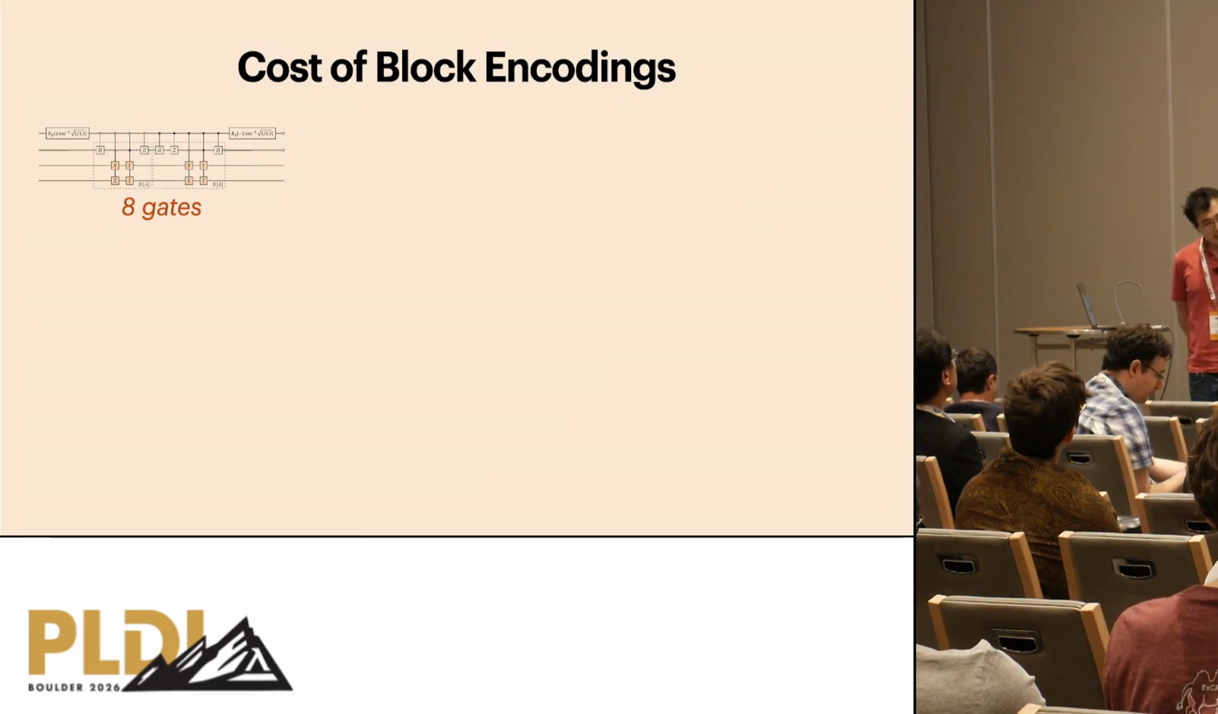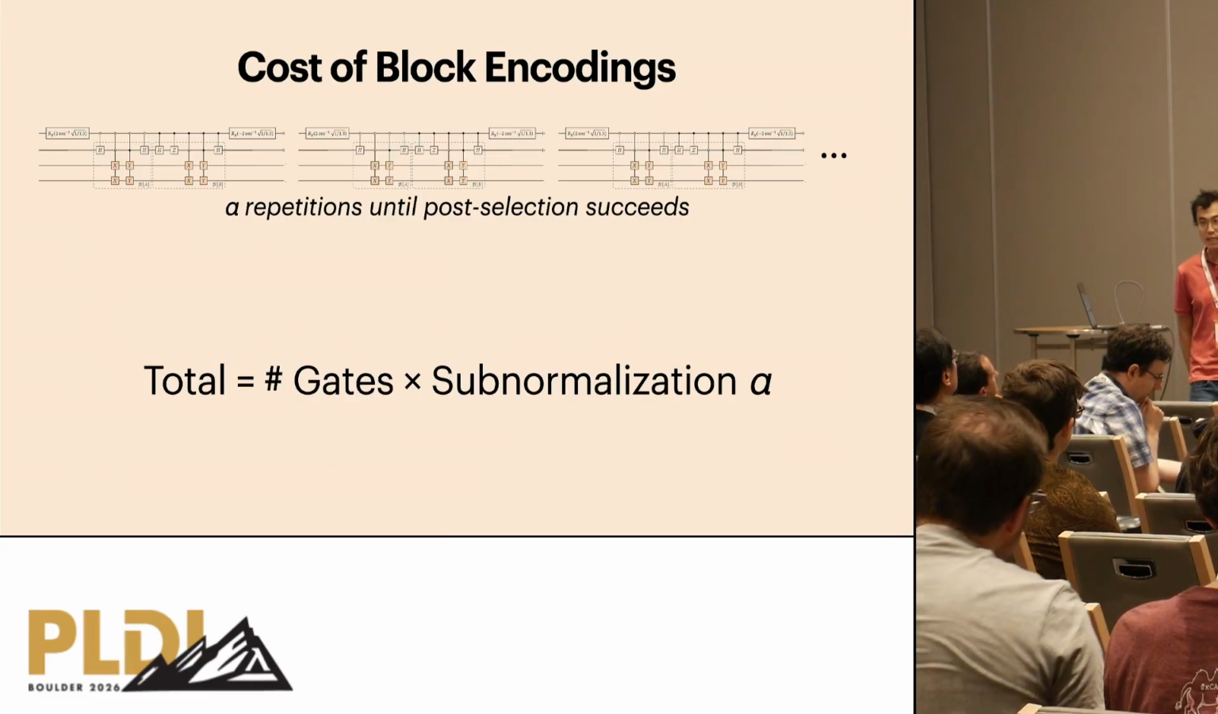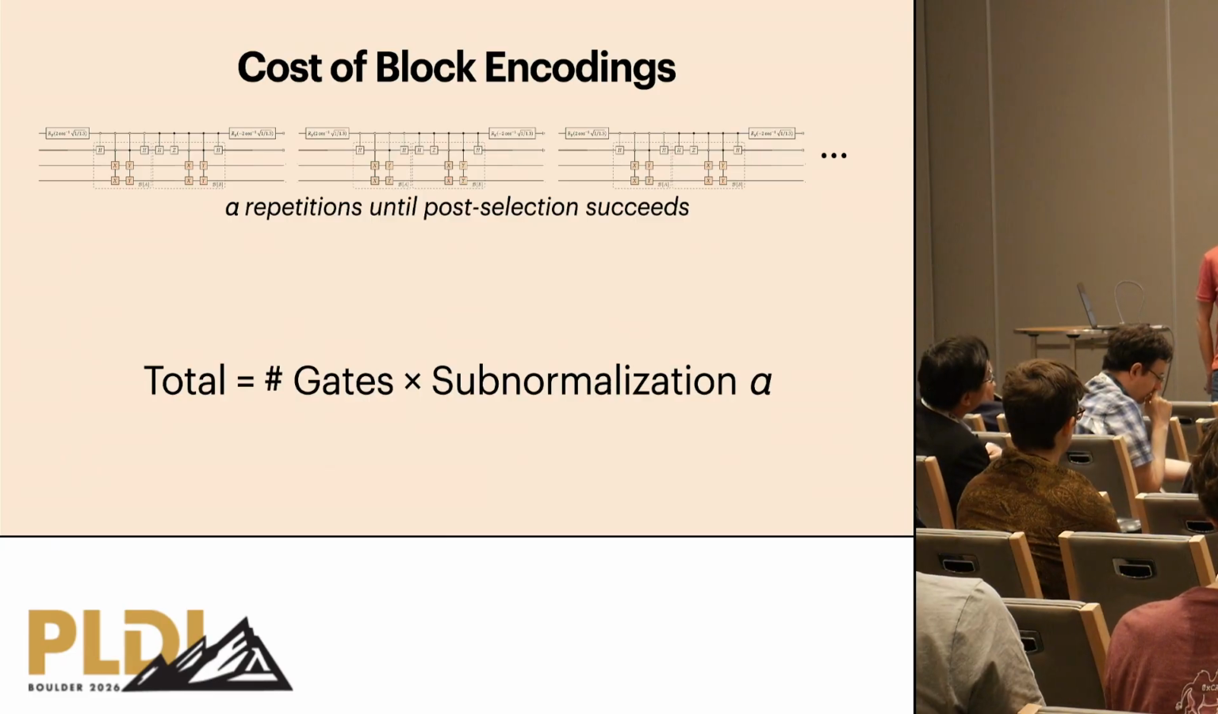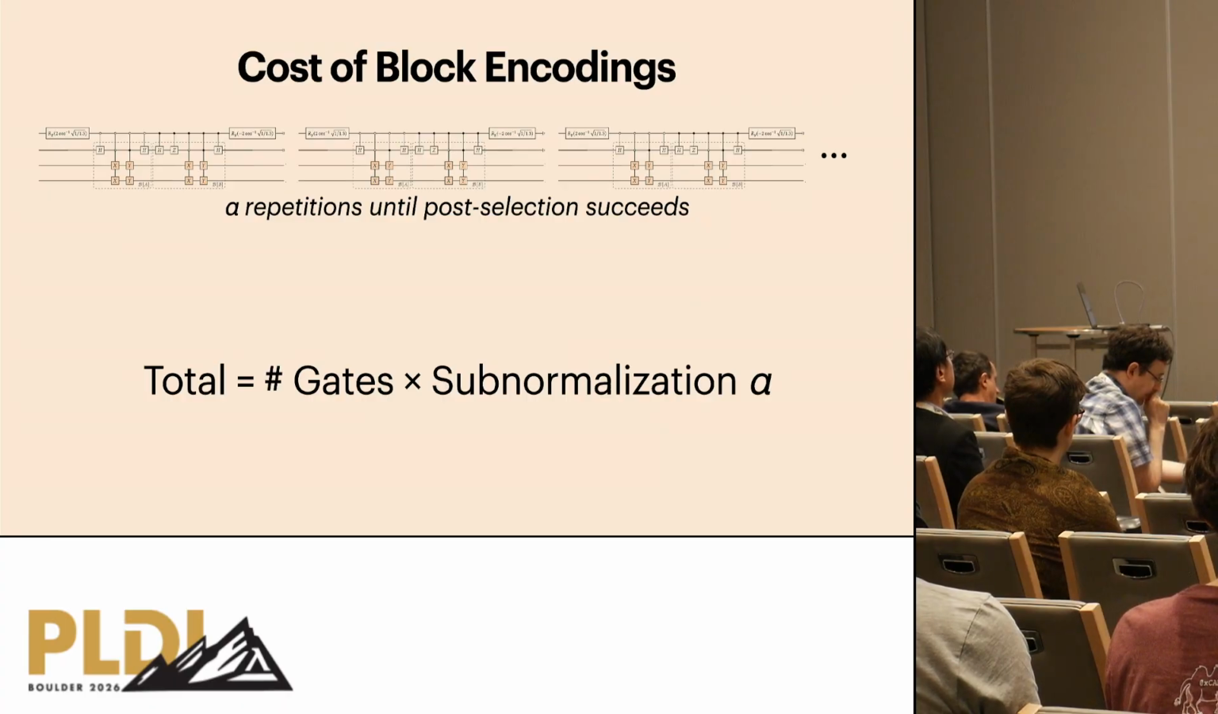Now, the thing is, as I just said, it's not just the number of gates that matters. It's also the number of repetitions of the program. This subnormalization says we have to multiply all of our costs by alpha. We're essentially repeating this whole process. So our actual cost is going to be the number of gates of the circuit multiplied by this subnormalization. That's the thing that we're going to have to minimize.